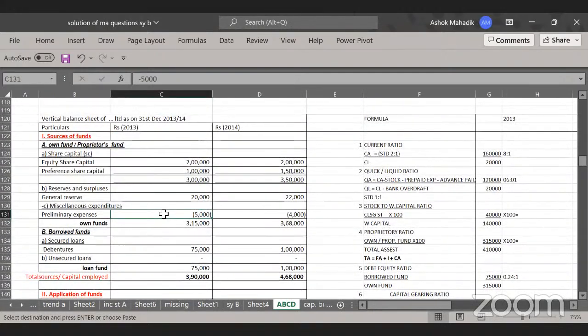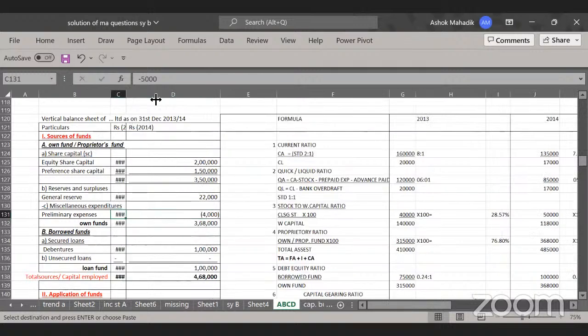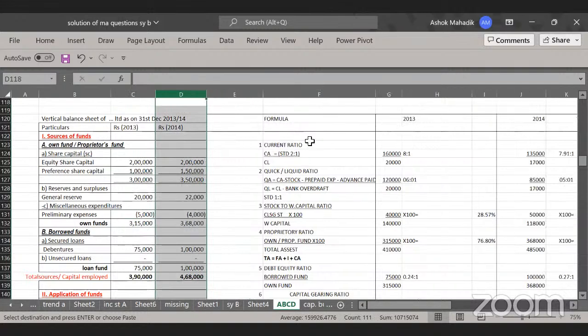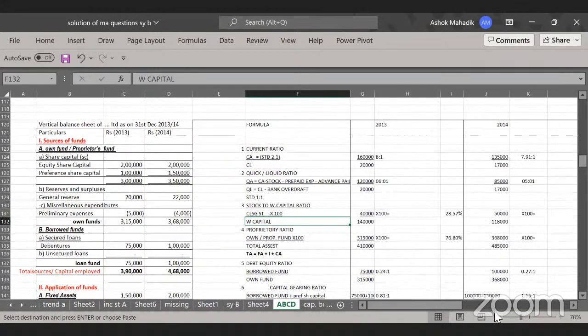Okay, so here we have one balance sheet and its ratios. With this sum, I'll explain you balance sheet ratios. Please pay attention.